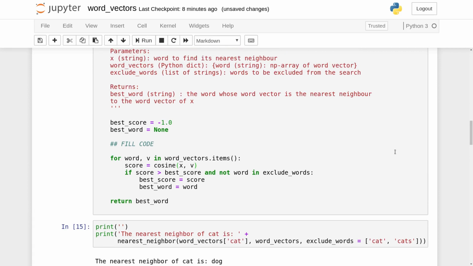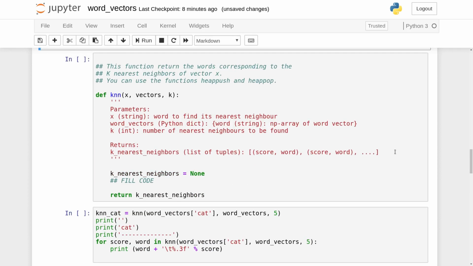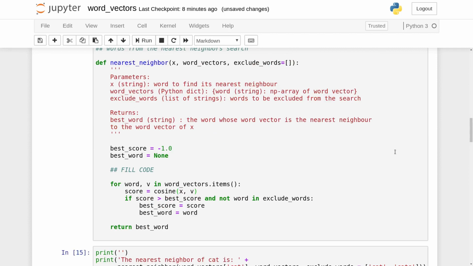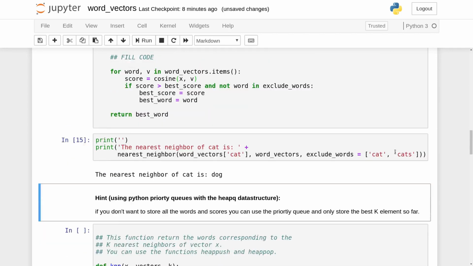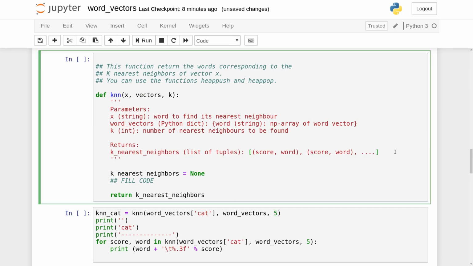All right. For the next part, we are going to try to find the k nearest neighbors. So here we found only the nearest neighbor, and here we're going to find the k nearest neighbors to x. We're going to look through the entire word vectors dictionary as well, and we're going to return the best words that score the best similarity score.